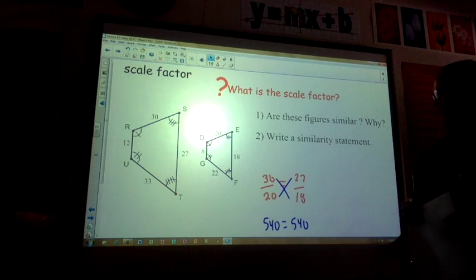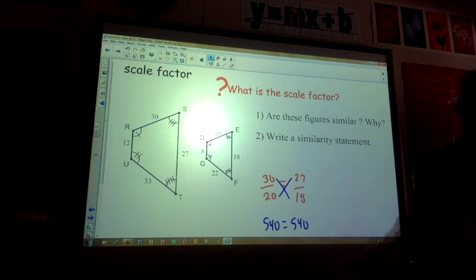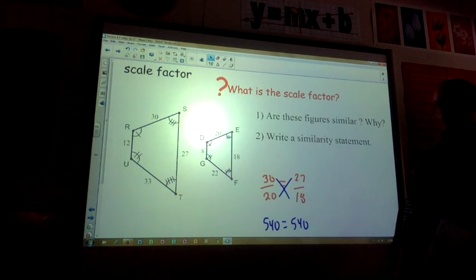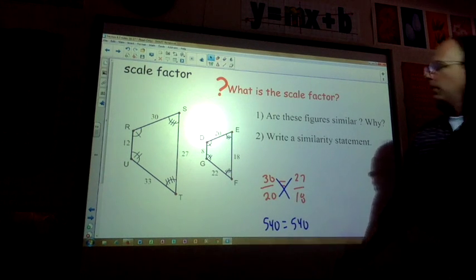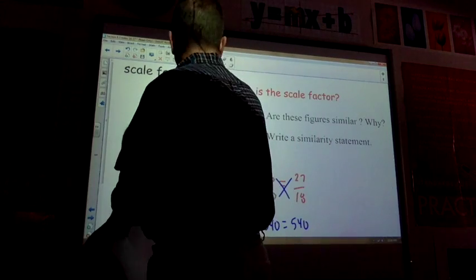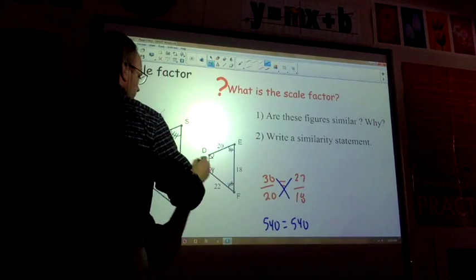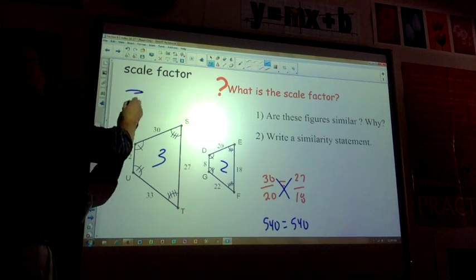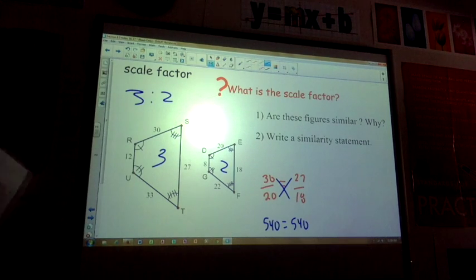What is the scale factor? What does this scale factor look like? Reduce 30 over 20, so you get 3 to 2. 3 to 2 scale factor. Cool.